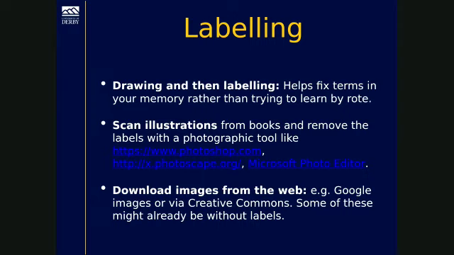Labeling. Drawing and then labeling helps fix terms in your memory rather than trying to learn by rote. You can either scan illustrations from books and remove labels with a photographic tool like Photoshop.com, Photoscape, or Microsoft Photo Editor, or you can download images from the web, like Google Creative Commons. Some of these might already be without labels, so they're worthwhile using.